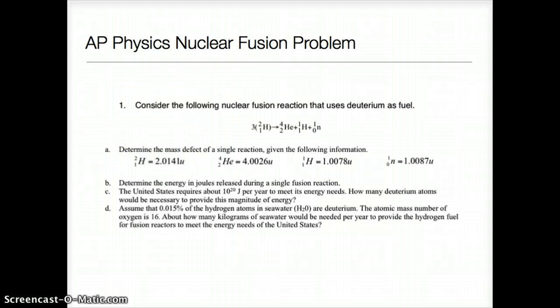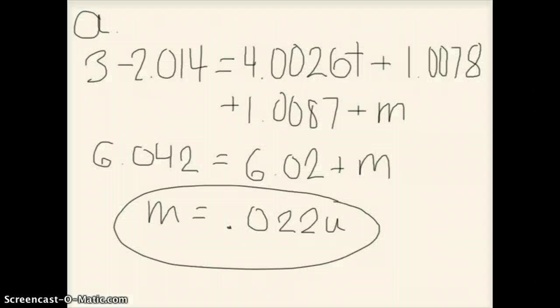All right, so this question is the fusion reaction problem, and it's talking about taking two or three atoms of deuterium and fusing them together to create helium, hydrogen, and a neutron. So for part A, the question is, determine the mass defect of a single reaction given the following information. So mass defect means the amount of mass lost.